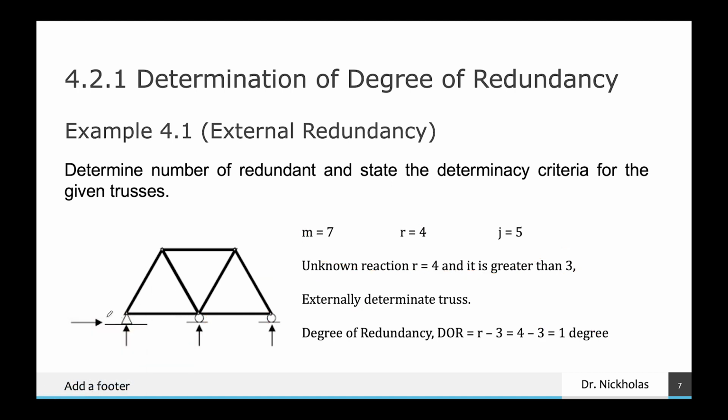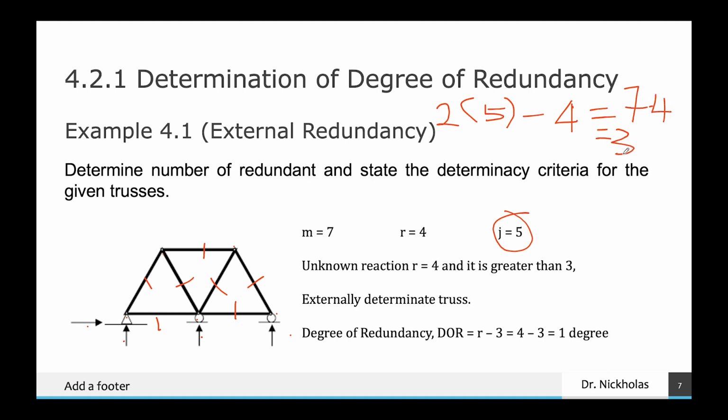Okay, now we have the reaction force, and the number of members equal to 7. So how about we complete this equation? We have 5 joints, so 2j minus, we have 4 reactions. So 7 minus 4 equal to 3.